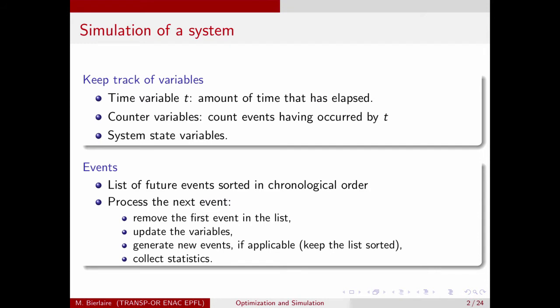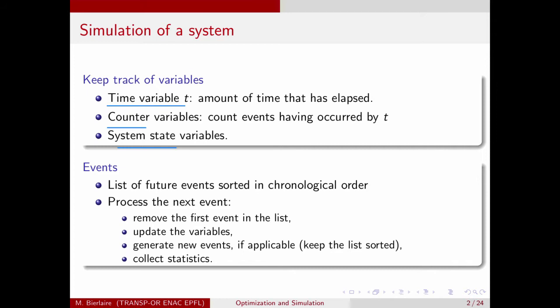There are basically two components that are part of this discrete event simulation. One is a list of variables that we need to keep track of. It's basically about bookkeeping. One important variable is time, because we are keeping track of the time. It's a dynamic system, so we denote it by t. Then we have variables that are counting the events that will occur. We call them counter variables. And finally, there are variables that describe the state of the system at a given point in time. And these are the system state variables.